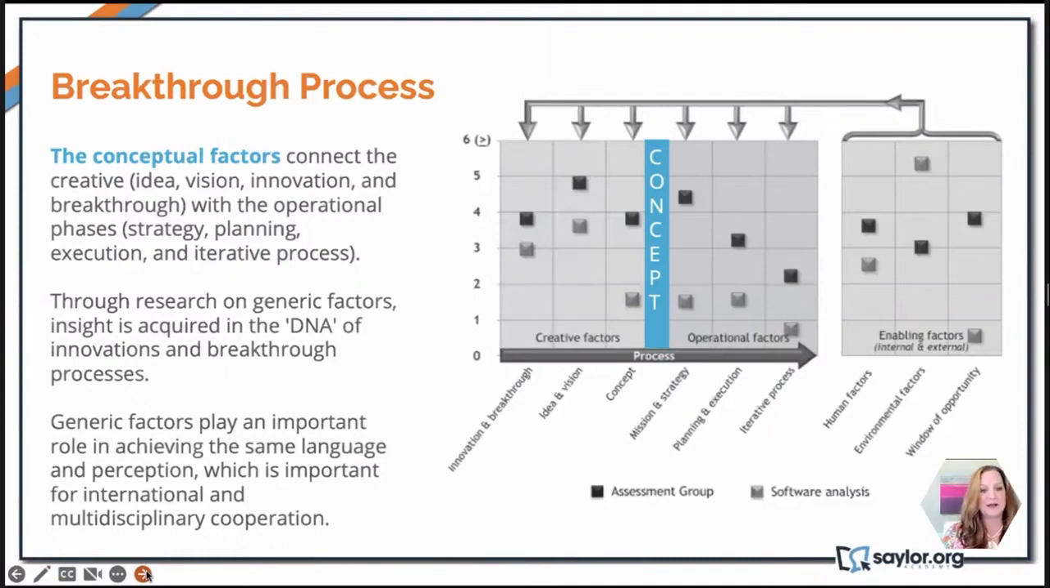Along with this breakthrough process, you have the enabling factors, both internally and externally, that help in innovation and breakthrough process. These are the people, right? The teams involved, environmental factors, and this window of opportunity. Now, you can be ahead of the market. I'm an entrepreneur. I've been ahead of the market. And when you're early, it's way harder. You're too early. You've got to time it just right. I would say sustainability education is a window of opportunity right now, and that's why this course is particularly relevant.